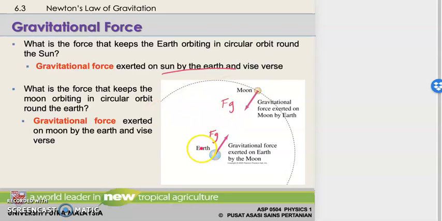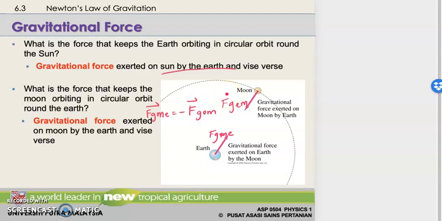Okay, so the FG of moon on earth to FG of earth on moon is equal, but in opposite direction. Okay, these are vectors, so they are in opposite direction.